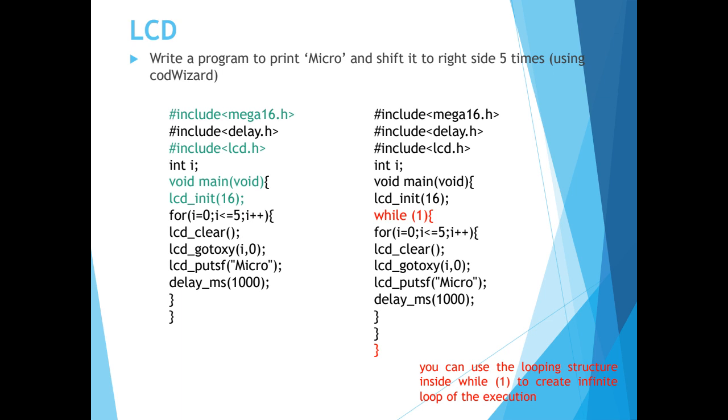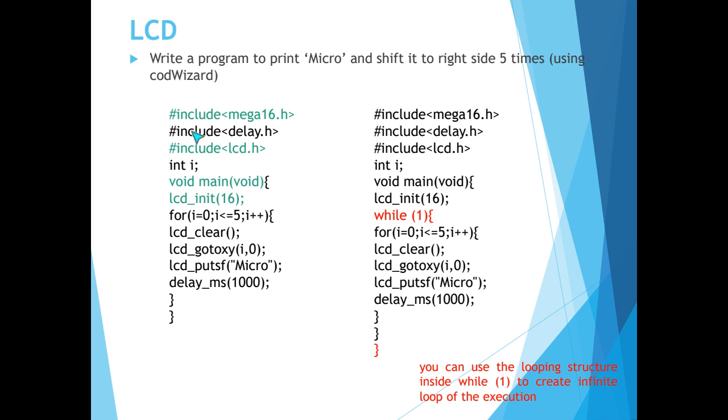It wants us to write a program to print micro and shift it to the right side 5 times. And the code wants us to use Code Wizard. Let me turn on the cursor. Okay.